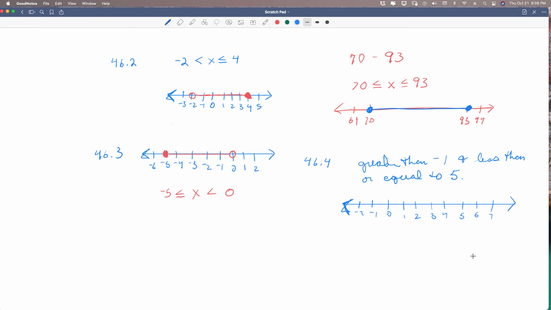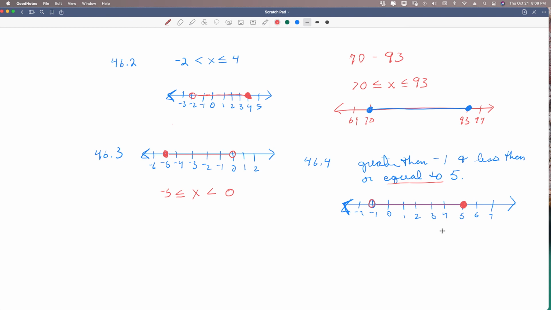All right, so we need to circle the -1. Let me get a different color. Circle the -1, circle the 5. Now, let's look at this. Greater than -1, that's all it says. It doesn't say equal to, so we leave that an open circle. And we know we're going to draw a line between these two circles. It's less than or equal to, so we fill in the circle at 5.